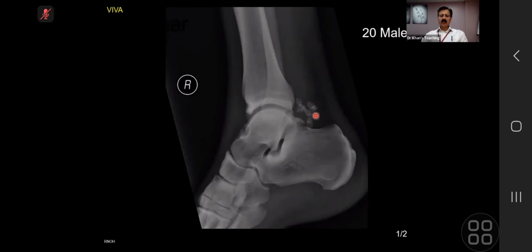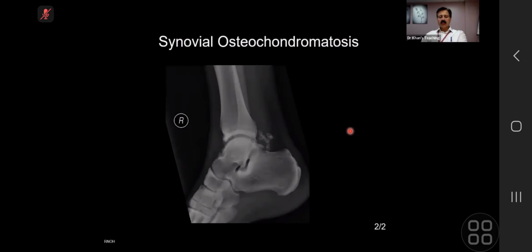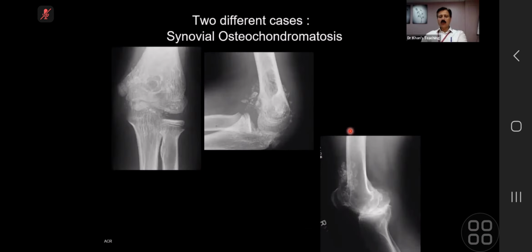Now, what is happening here is, this is synovial chondromatosis. What happens in synovial chondromatosis is that there is metaplasia of the synovium. So there is cartilaginous change in the synovium, and then it gets calcified and it can divide into hundreds of pieces, and it can then go into the joint space. All of these are loose bodies, and because these are loose bodies, they can cause secondary OA.